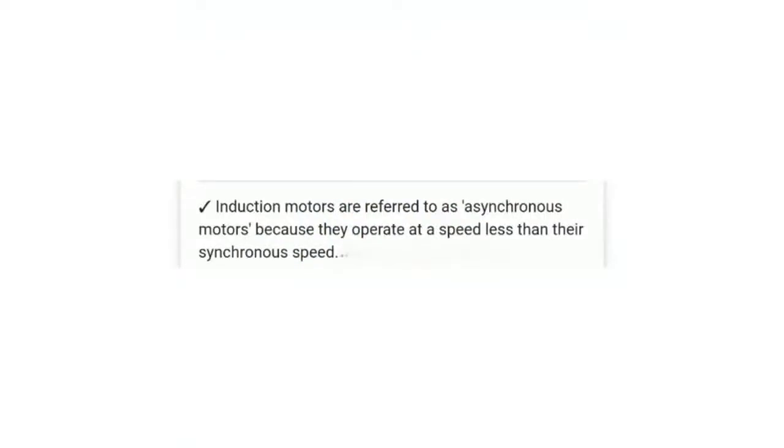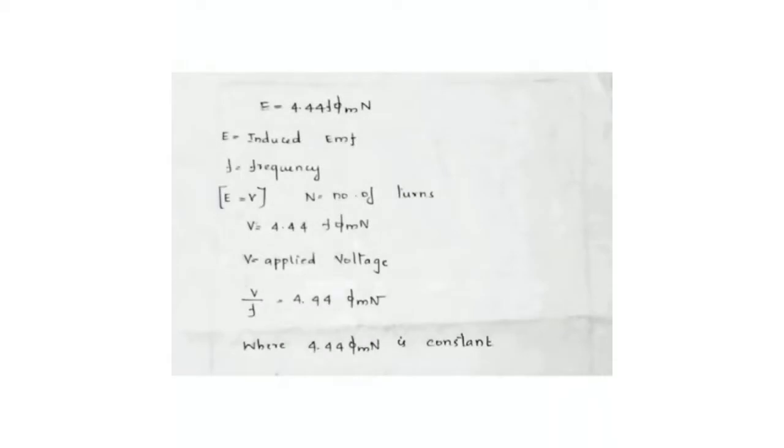Here the basic formula of EMF is E is equal to 4.44 f phi m N. Here E is the induced EMF, f is frequency, phi m is maximum flux, and N is the number of turns, where 4.44 is a constant. Here the maximum flux depends upon the EMF. E is equal to V, so the formula changes into V is equal to 4.44 f phi m N. So the formula becomes V by f is equal to 4.44 phi m N, where 4.44 phi m N is constant.